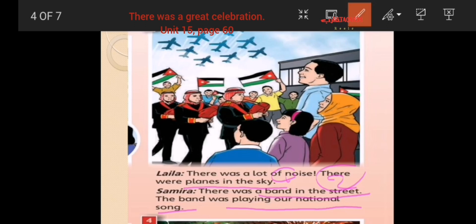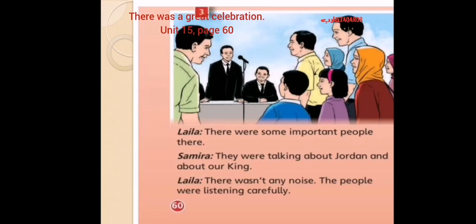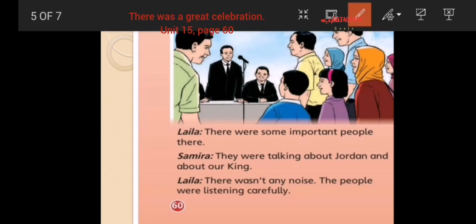Now let's explain the third picture. There were some important people there. They were talking about Jordan and about our king. When there was any noise, the people were listening carefully. In this picture, there were some important people, and they were talking about two things, Jordan and our king. And there wasn't any noise. The people were listening carefully.